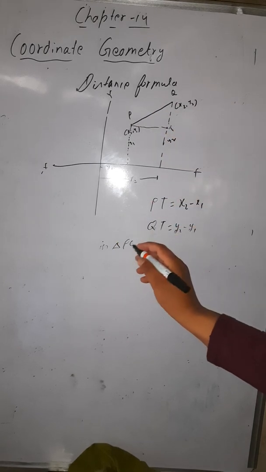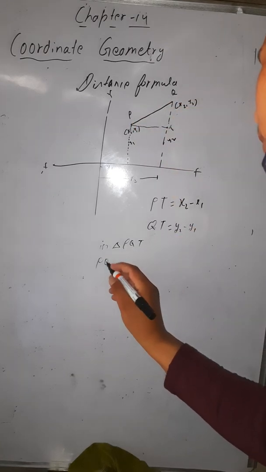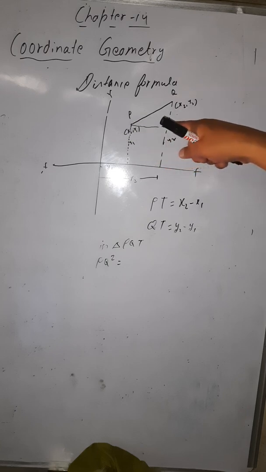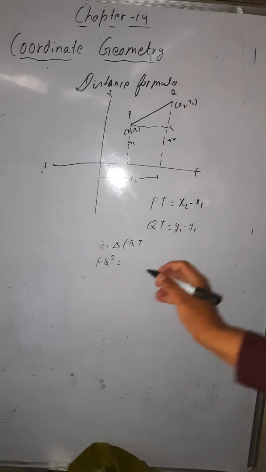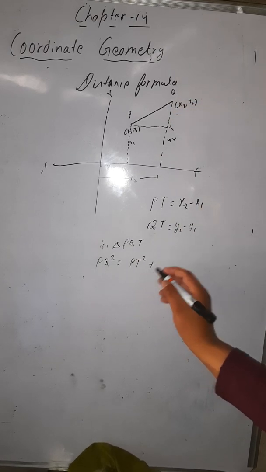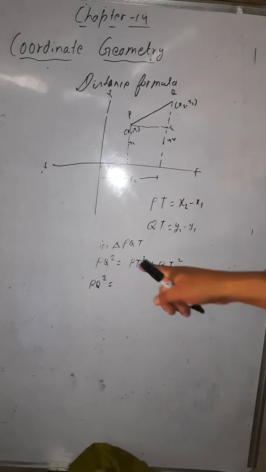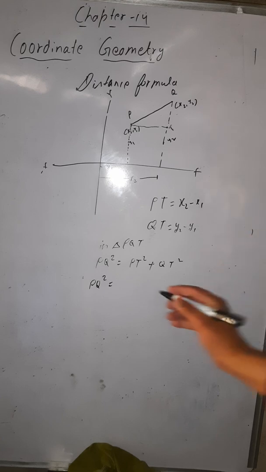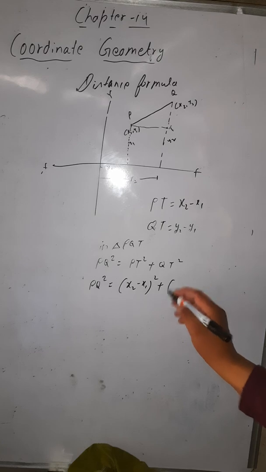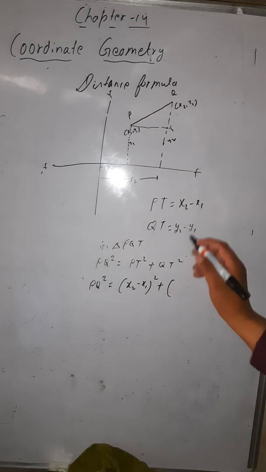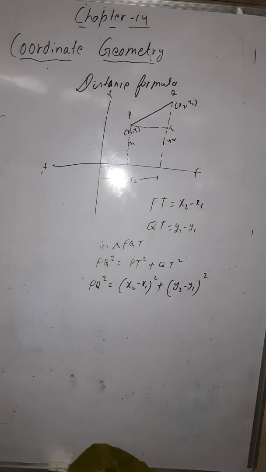PQT. In triangle PQT, we can write square of PQ is equal to square of PT plus square of QT. Now, PQ square will be, what is PT? PT is x2 minus x1. So it is x2 minus x1 whole square plus QT square. QT is what? y2 minus y1 then whole square.